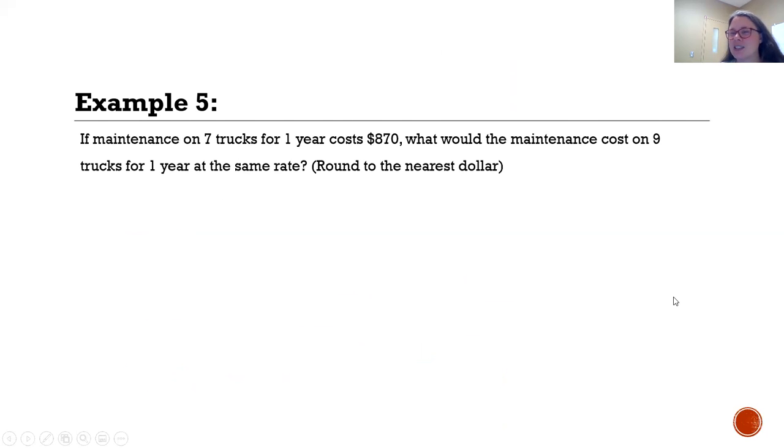A fifth example, this is a good easy one. This one should make your brain work a little bit less. Maintenance on 7 trucks for 1 year costs $870. What would the maintenance cost on 9 trucks for a year at the same rate? So 7 trucks costs $870. That's equal to 9 trucks at X amount of dollars. Notice trucks and trucks on the top, so we're going to have dollars on the bottom over here.